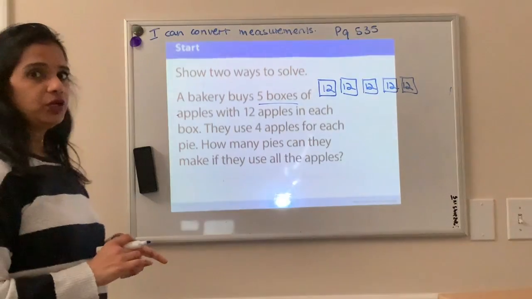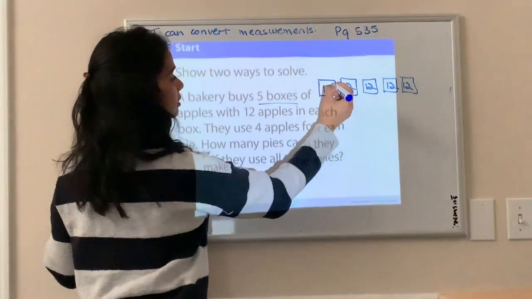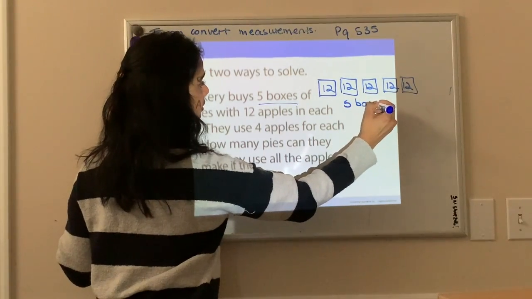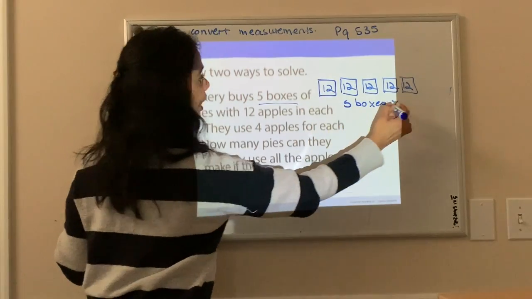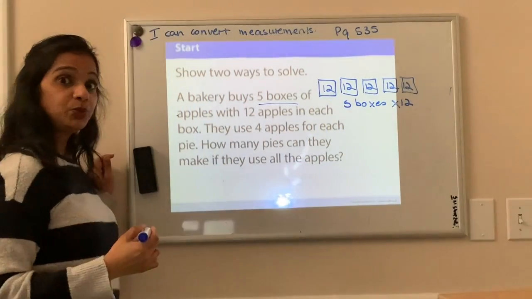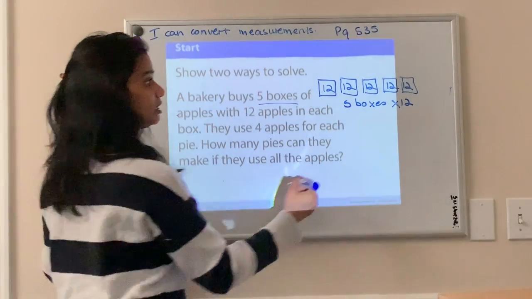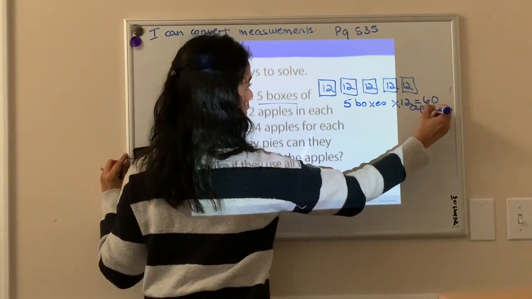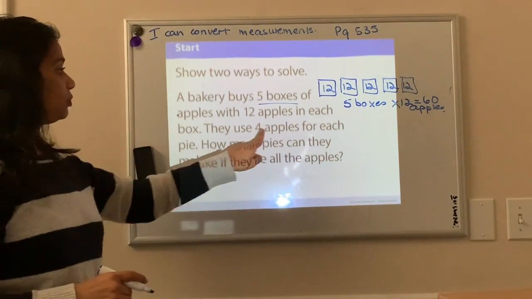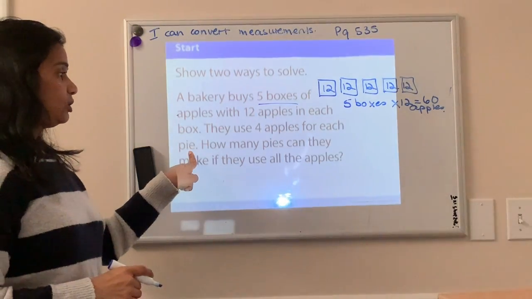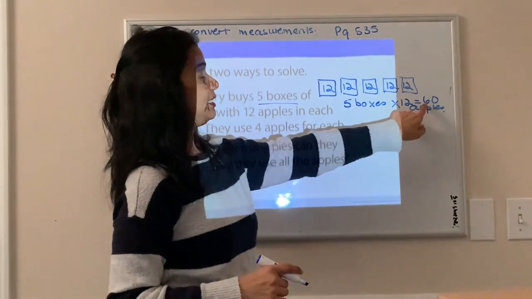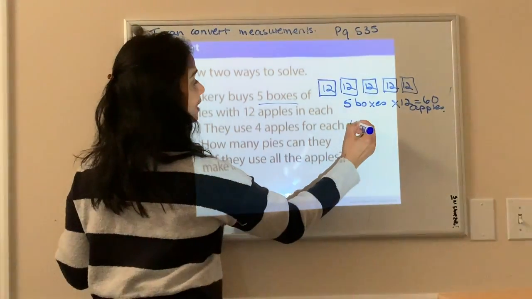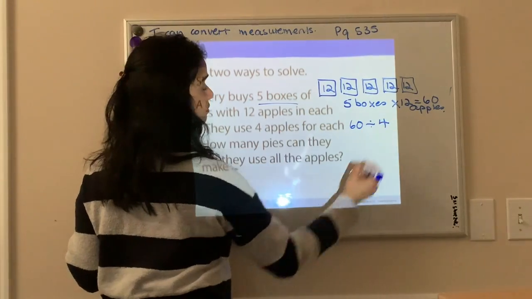So first of all, I want to know how many apples do I have in all? So this is 1, 2, 3, 4, 5 boxes. I am going to multiply 5 times 12 because multiplication, as we remember from our prior knowledge, is repeated addition. 12 times 5 is 60 apples, right? Each pie, they use 4 apples. So every 4 apples in this 60, there's 1 pie. So how many pies do they have? We would have to divide 60 divided by 4, right?